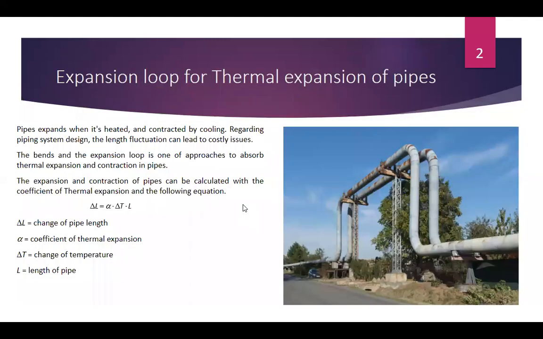Okay. So, expansion loop for thermal expansion of pipes. Unahin natin yan. So, ito yung conventional. Pag ganyan ang piping mo, double purpose, di ba? Makakadaan, tapos may expansion pa. Pipe expands when it's heated and contracted by cooling. Okay? Pag uminit siya, yung length niya mahaba. And contracted by cooling, so umiksi. So, regarding piping system design, the length fluctuation can lead to cost.